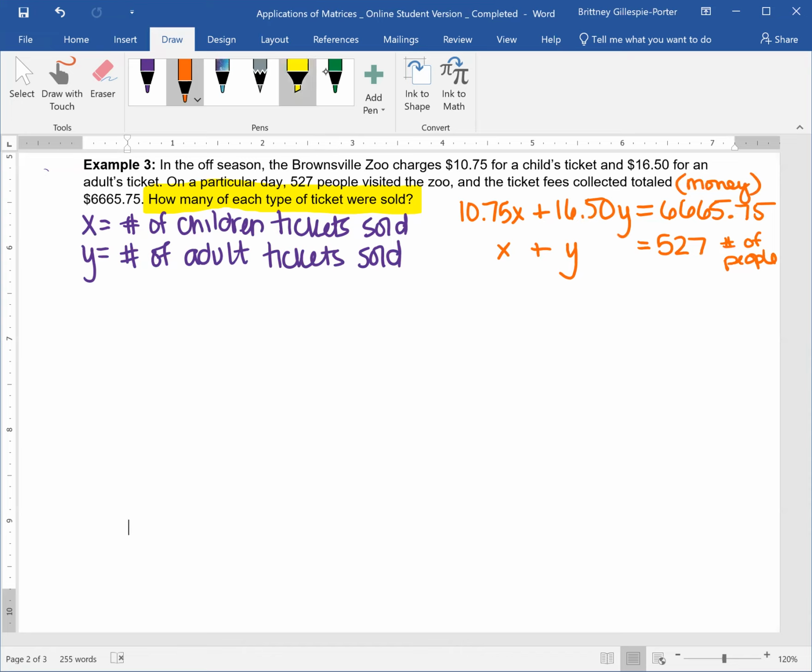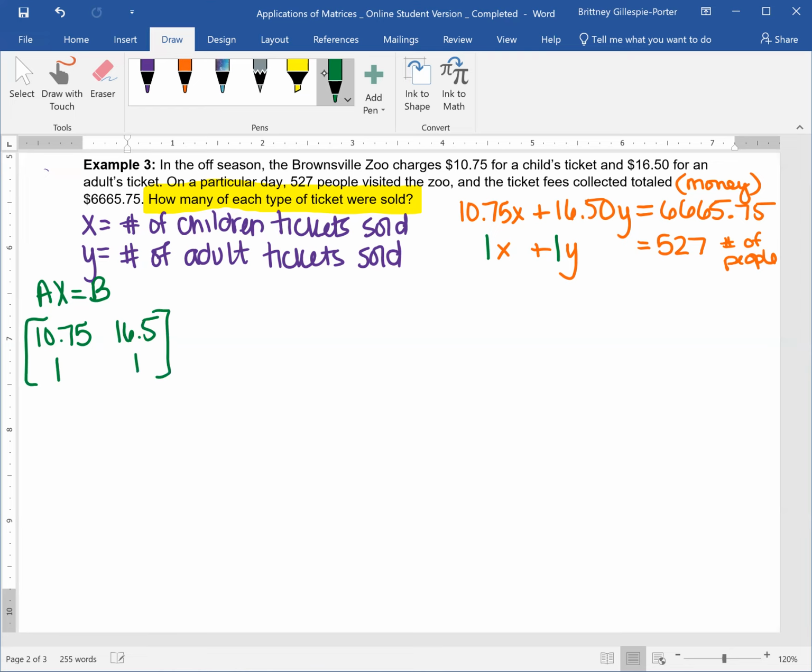Now that we have our system of equations, we can go ahead and write this in AX equal to B form. Remember, if you do not see a coefficient in front of your variable, it is a 1. So for our A matrix, we're going to have 10.75, 16.5 in the first row. In the second row, we'll have 1, 1. Our X, our variable matrix, will be XY, and our B matrix is what we're equal to.